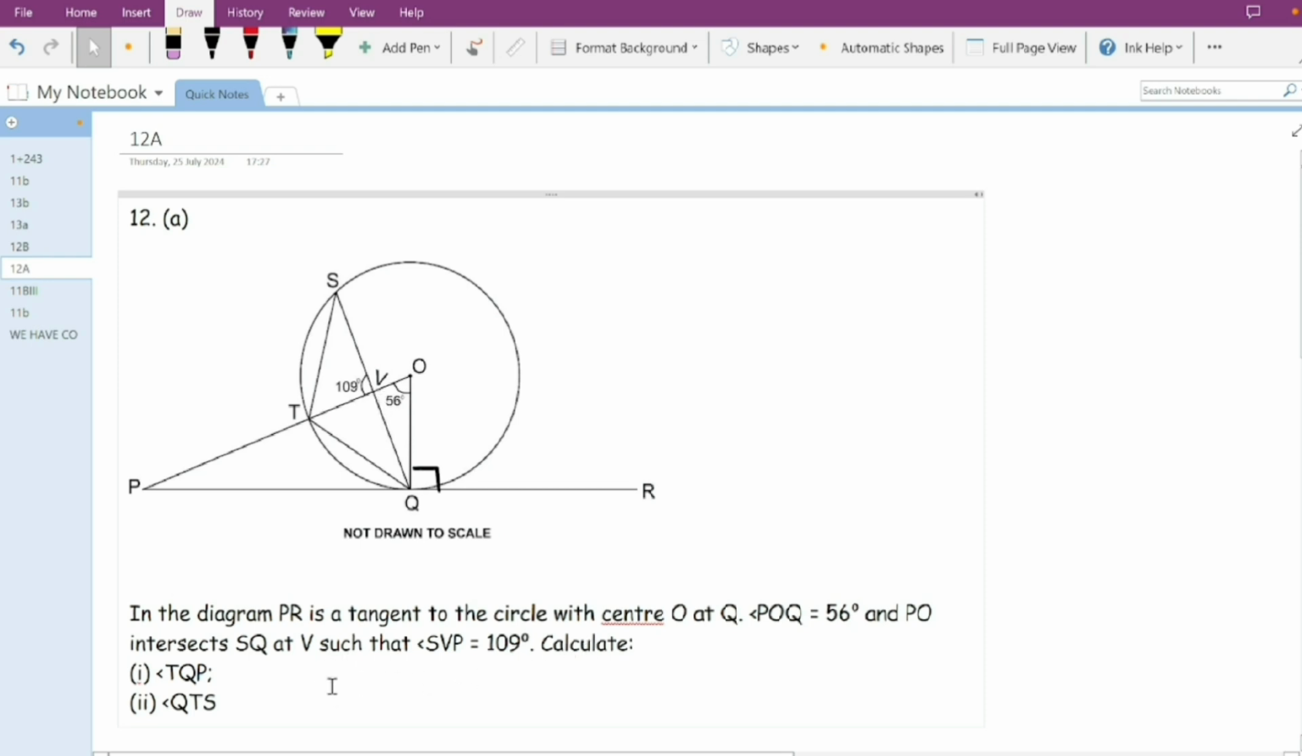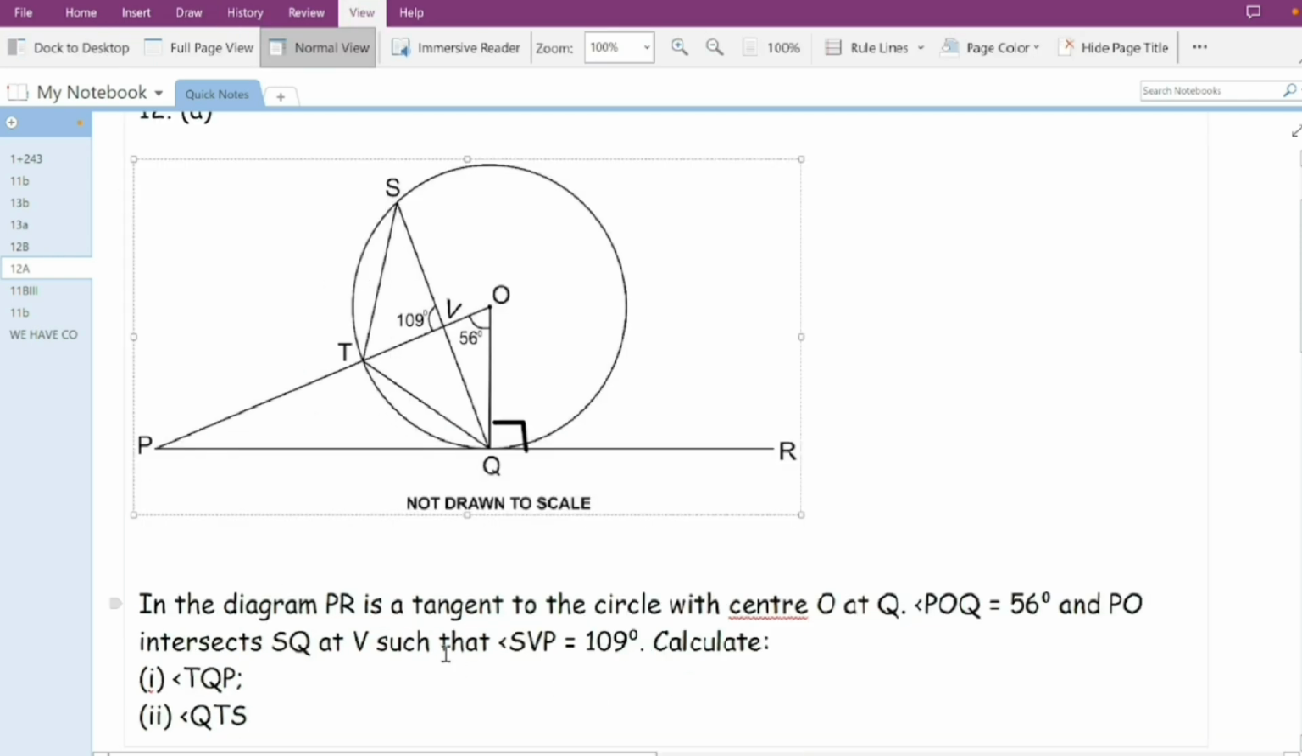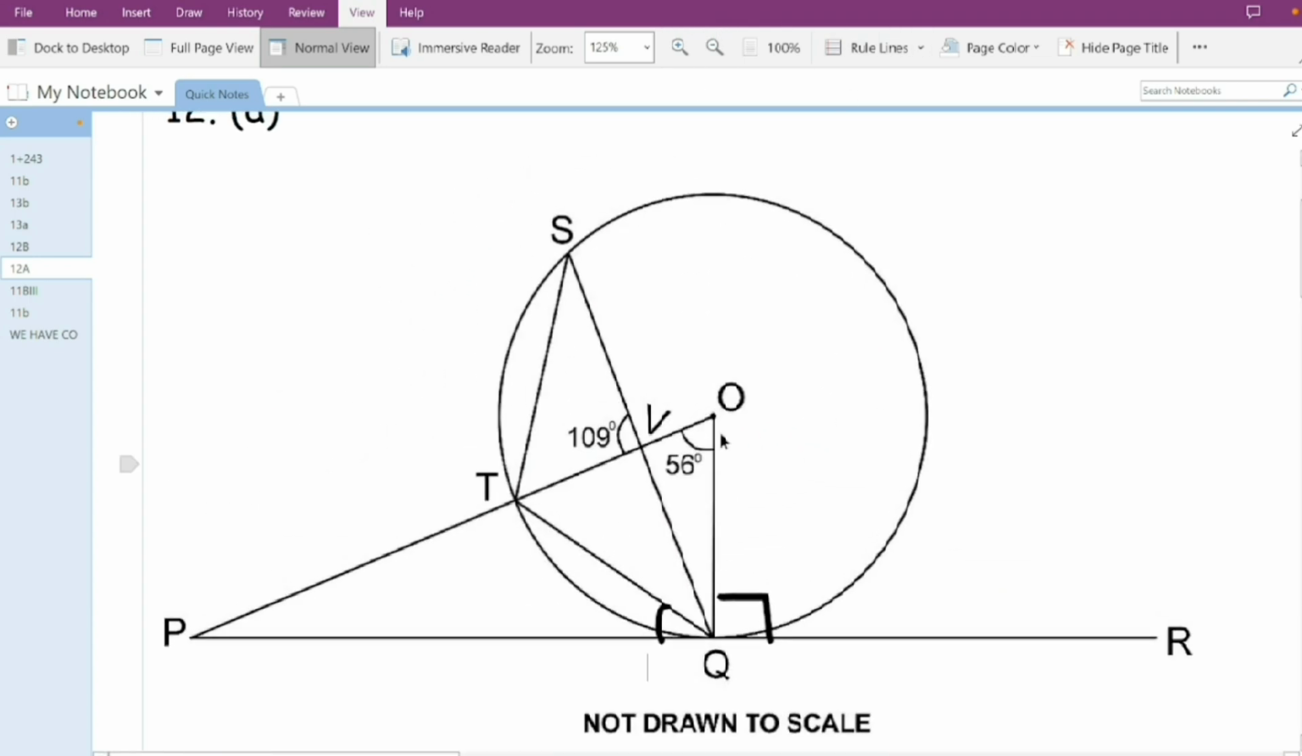Now, calculate angle TQP for the first question. It's at Q to T to P. That's this angle for the first question. Second question, calculate angle QTS. That's at T to Q to S. That's this whole angle here. We know the first question says calculate angle TQP. That's this angle at Q. Let's zoom in to get a better view. And we're asked to calculate this angle here.